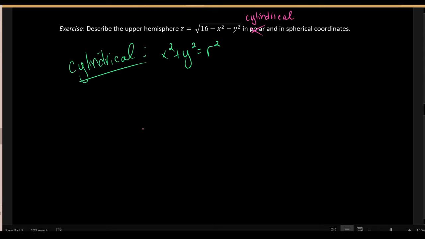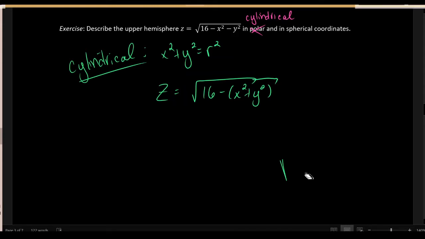So let's take the equation of our upper hemisphere and rewrite it slightly. Z equals the square root of 16 take away the sum of x squared plus y squared. Now that quantity that we're looking for has appeared, and we can rewrite the hemisphere in cylindrical coordinates in the following way. It could also be expressed as the square root of 16 minus r squared.